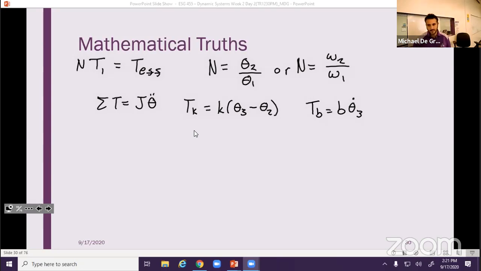All right, enough of that. So how do we find J effective? We're going to use kinetic energy. What's the equation for kinetic energy? For a rotational system, in general, this would be 1/2 J omega squared. What is it for a translational system?